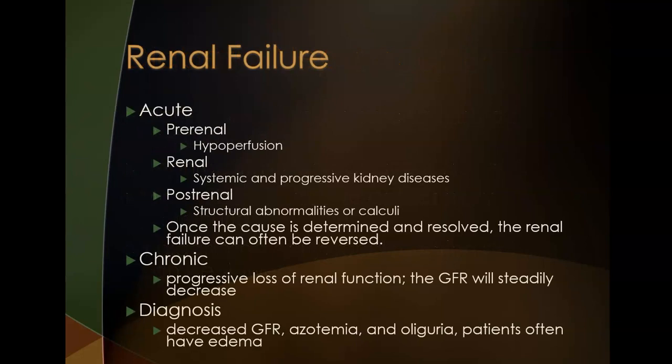All right, let's talk renal failure. So you can have acute renal failure or chronic renal failure. And in acute renal failure, you have several causes. It can be pre-renal, renal, or post-renal. A pre-renal cause is going to be hypoperfusion, so not enough blood is showing up to the kidneys. Therefore, there's not enough volume and pressure to create a filtrate, and so the kidneys can't produce urine.